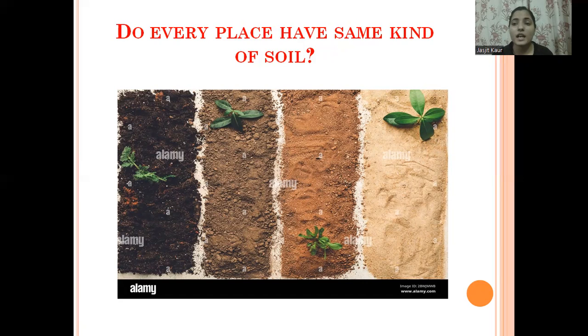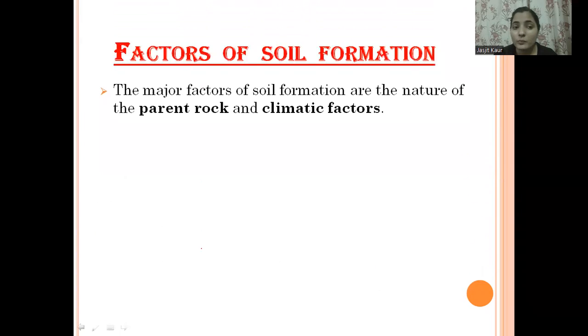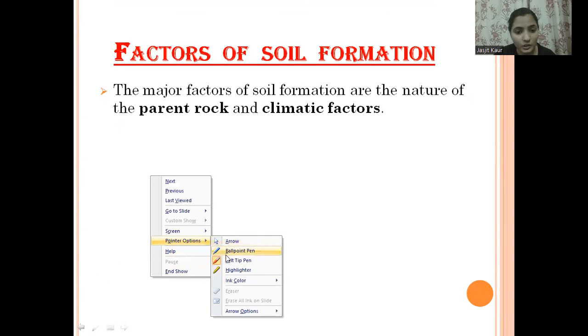So why do we have different kinds of soil? There are different factors responsible for this variation in the soil. The major factors of soil formation are the nature of the parent rock and climatic factors. So these two are the factors responsible for soil formation.